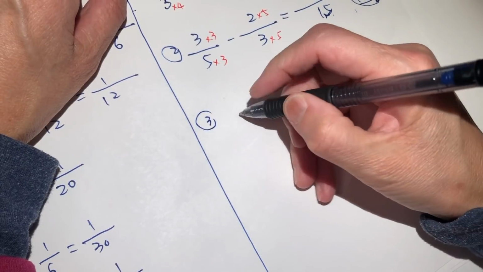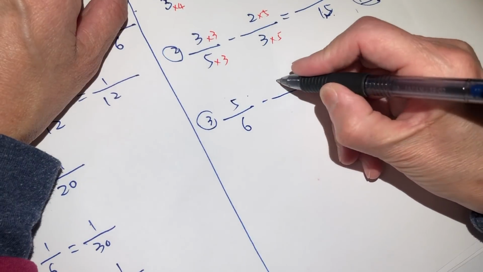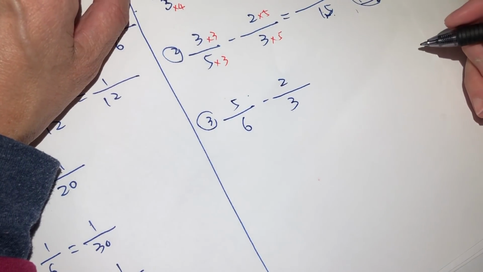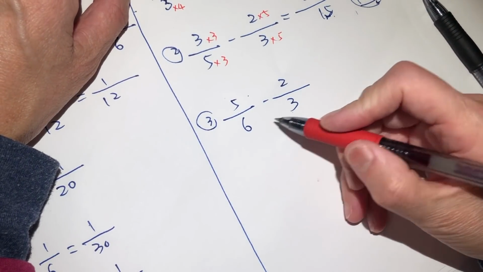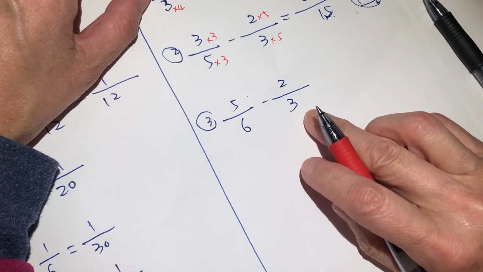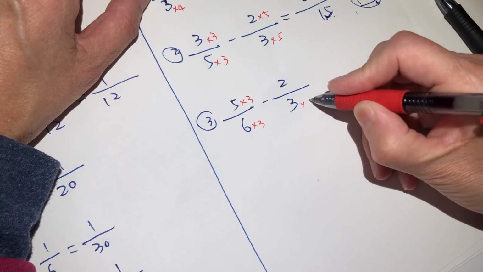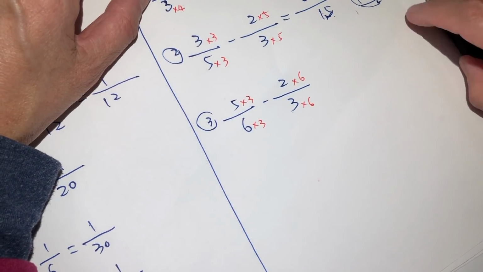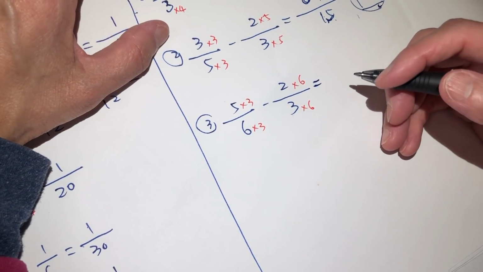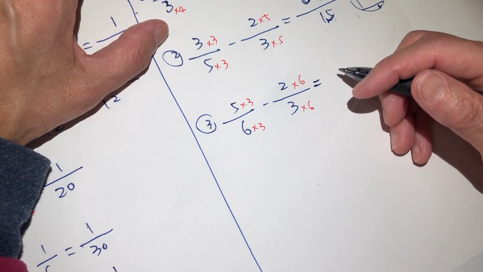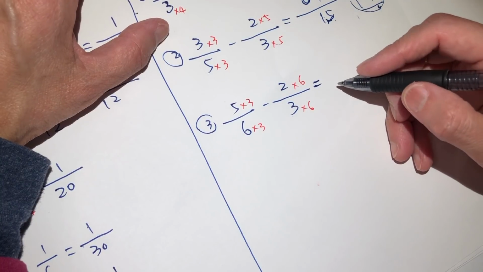The 3rd one, 5 over 6 minus 2 over 3. Ooh, this one we can do 2 ways. What we can do, we can take 3 and 6. They are not the same number, so 6 times 3, 3 times 6. This is one of the ways to do it. It's not the smartest way. It is not the easiest way, but this is one of the methods.